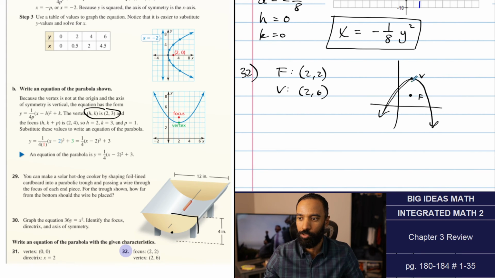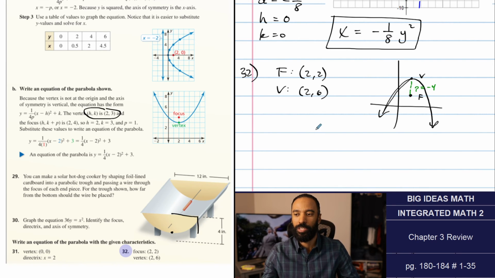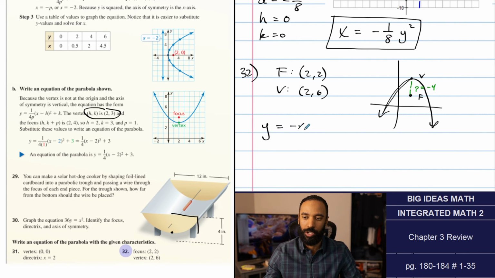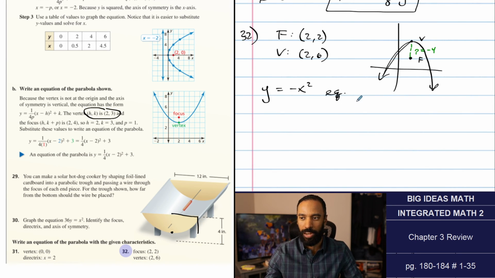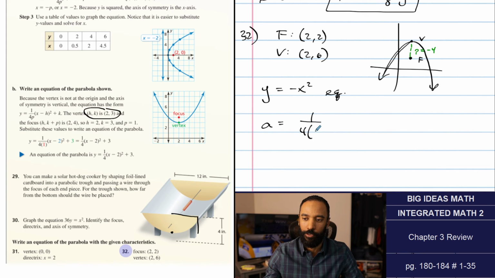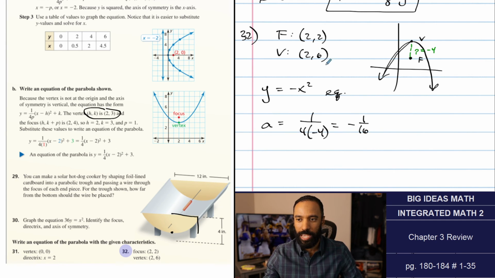How far away is 2, 2 from 2, 6? 4 away. P is -4 in that case. So it's a y equals negative x squared equation. All right, that's not the answer. It's just the kind of equation it is. If p is negative 4, a is 1 over 4p, so negative 1/16. And the vertex is at 2, 6. So that's your h, k.